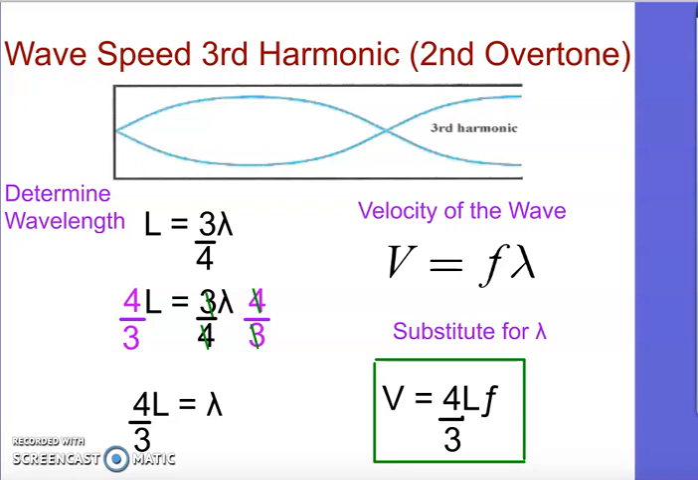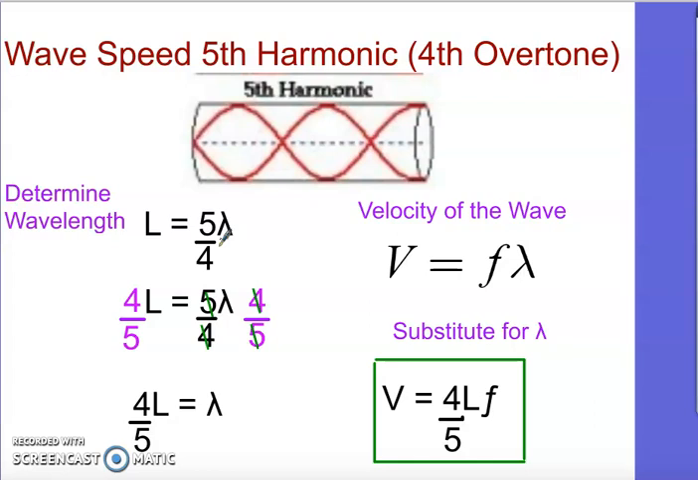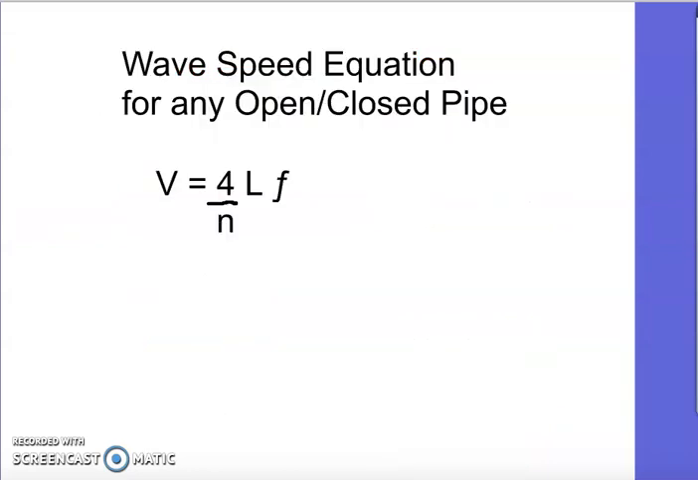We're going to look at one more, and I think you'll start to see the pattern here. So for the fifth harmonic, all I've done here is we're on our fifth harmonic, so this 5 is here. I simplified, solved for wavelength, and I got 4/5 the length of the tube equals the wavelength. Substitute, and now I've got 4/5 times the length of the tube times the frequency of that note that's produced. Creating a generic equation for the velocity of a wave in an open closed pipe, where one end is open, one end is closed, the wave speed is going to equal 4 divided by the harmonic number times the length of the tube times the frequency of the note.